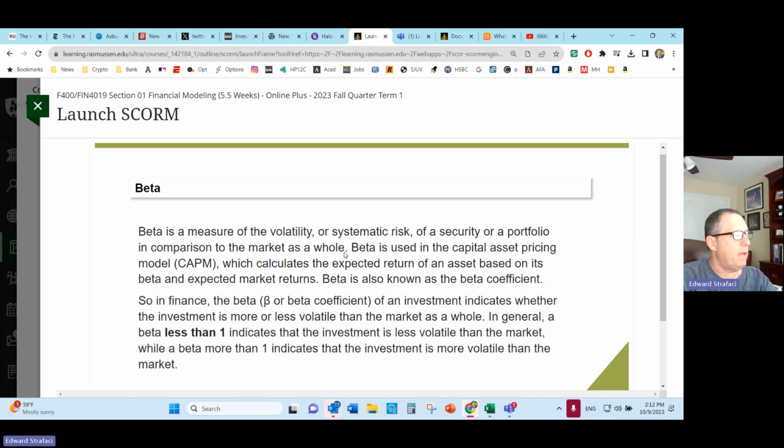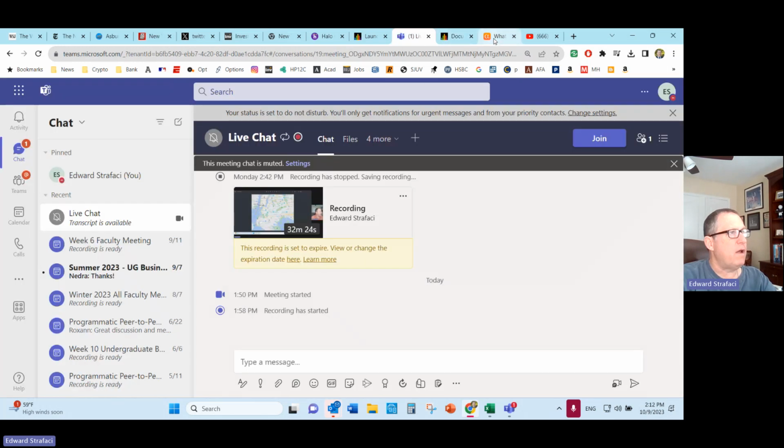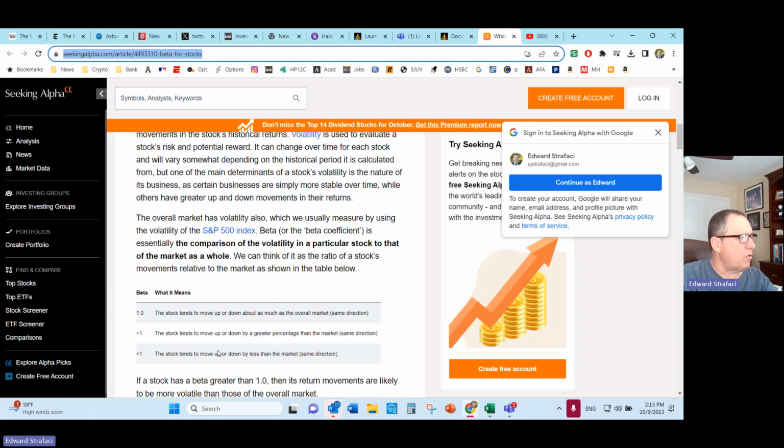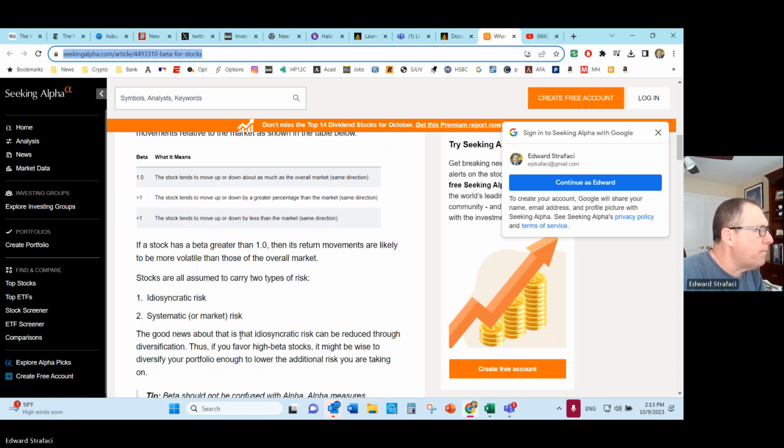So in general, a beta less than 1 means the investment is less volatile, and greater than 1 is more volatile. We usually use the S&P 500 as the comparison. So the overall market's volatility we usually measure by using the volatility of the S&P 500. Beta is essentially the comparison of the volatility in a particular stock to the market as a whole. So greater than 1 means it should be greater than the market as a whole. Less than 1 means it should be less than the market as a whole.